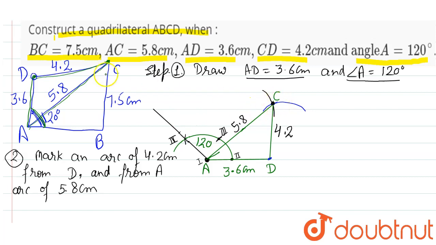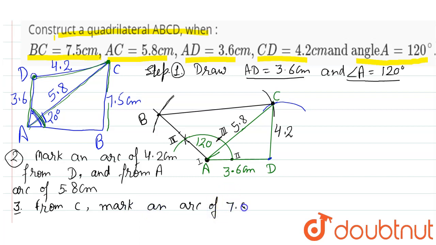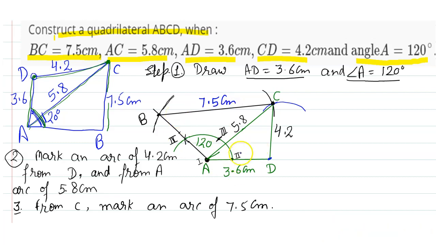So now from C you can observe that this is 7.5. So take a distance of 7.5 in your compass and make an arc from C. In this way, it will cut your line of 120 degree and the point of intersection will be the required point B. Now you can join B to C. So in the third step, from C mark an arc of 7.5 centimeter. Your rough diagram will be very helpful and will guide you nicely. So this is the required quadrilateral.